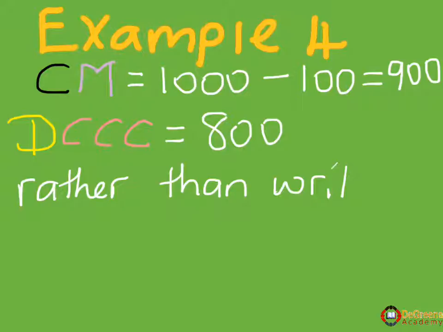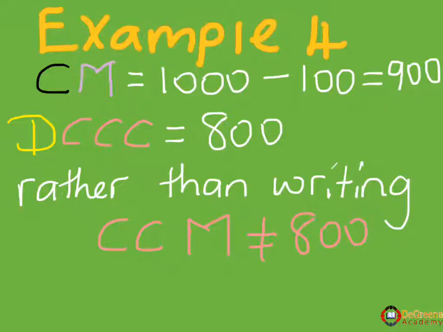I said to the left of a larger number, a smaller number can only be written once. You cannot write CCM rather than DCCC, which is equal to 800. CCM is different from 800. It does not exist because I've told us in this last rule that you can only write to the left of a bigger number just once and not repeatedly.